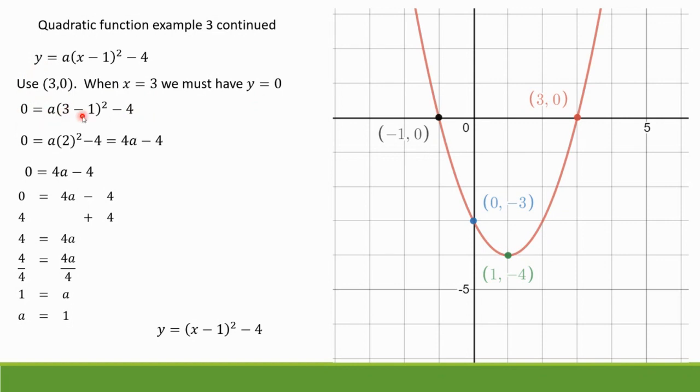Well, 3 minus 1, we know that's 2. So here we get a times 2 squared minus 4, which is this. And of course, this is 4a. Again, a is your unknown, so I put it on the right. 4 is a coefficient. If you wrote it as a4 on an exam, I'm not going to take points off. But I write 4a minus 4, we get a 0, as you can see.